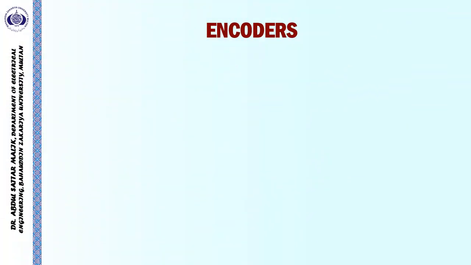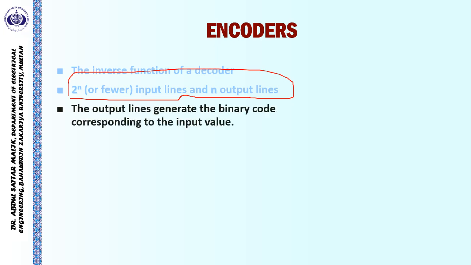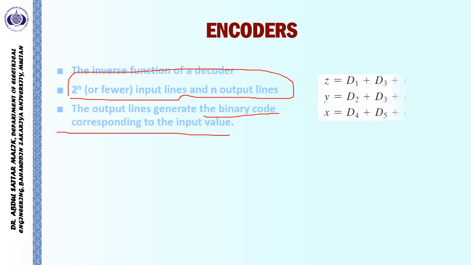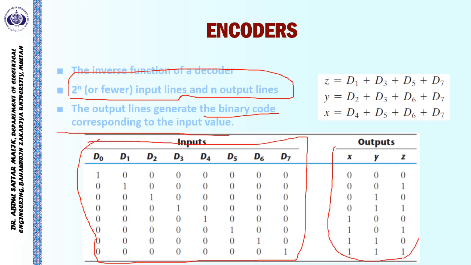Next, we will be elaborating a little bit about encoders. The inverse function of a decoder is called an encoder. So an encoder will be having 2 raised to the power n or fewer input lines and n output lines. The output lines generate the binary code corresponding to the input value in case of an encoder. For example, think about an 8 to 3 line encoder. This 8 to 3 line encoder will have 8 input lines and 3 output lines.